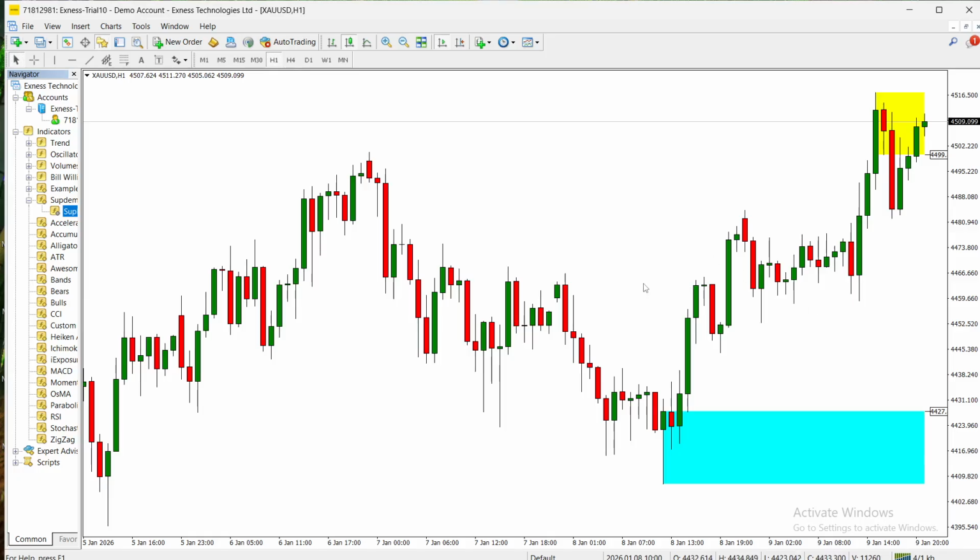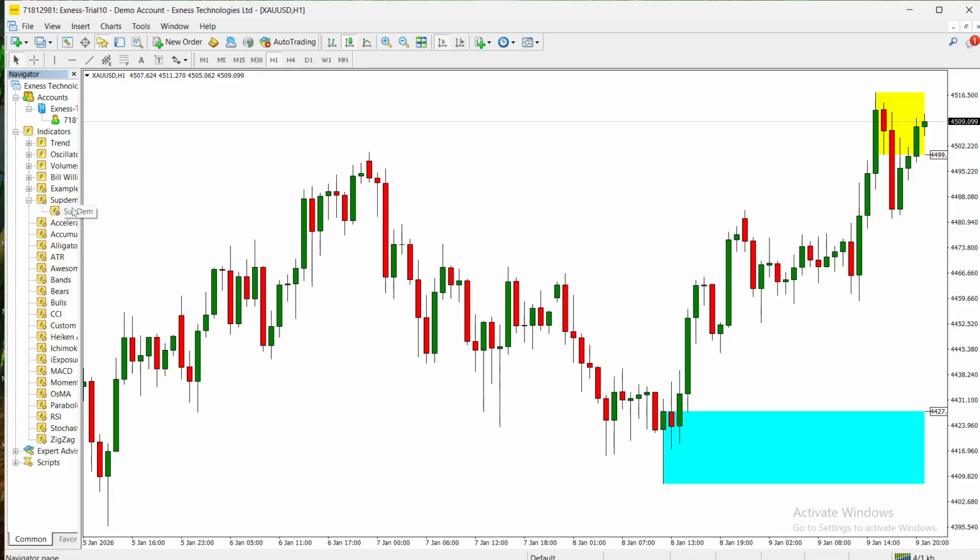Supply zones where selling pressure is expected to be strong are typically marked with one color, while demand zones where buying pressure dominates are displayed with another color. Traders typically look for confluence between these zones and other technical indicators or price patterns to make trading decisions, using the zones as reference points for entries, exits, and stop loss placements.